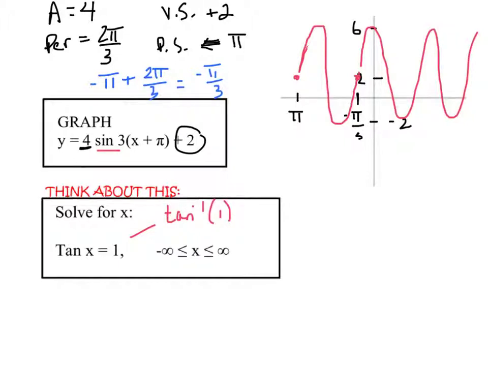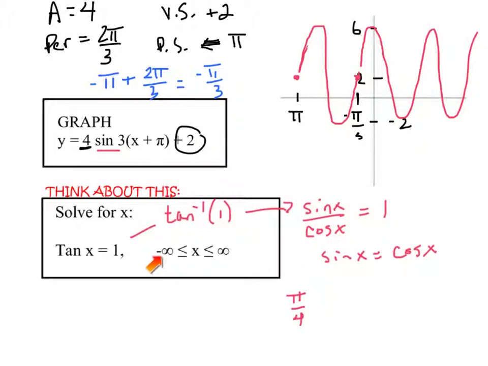Here's another way to do it: you could know the fact that sine over cosine is the same as tangent. So if sine over cosine is 1, then sine must be equal to cosine. That occurs at pi over 4 or 45 degrees. So we'd write that. We'd say, okay, it's going to be pi over 4. Unfortunately, that's not the whole answer, because we're talking about a periodic function, a function that repeats itself from negative infinity all the way to infinity.